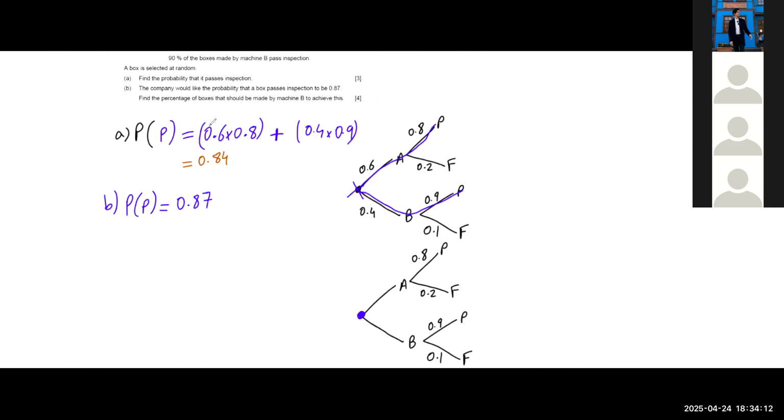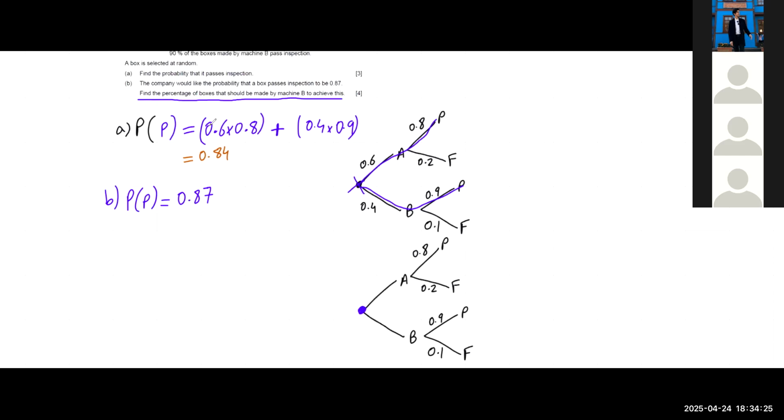Where should I put a variable, like x, for example? What is the thing that I want to find, basically? The question says, find the percentage of boxes that should be made by B to achieve this probability. So what should my unknown be? What should my variable be? They've actually said it in the question. Should be B. Sorry? The B line. So what should I call it? X. Exactly. Now, therefore, if this is probability x, because it's an unknown percentage that I want to find to fulfill a certain requirement, what's the probability of a box being made by A, therefore?